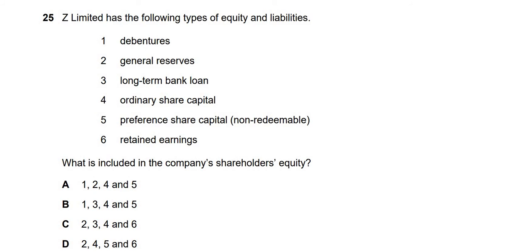Moving on to the next question, it says 25. Z Limited has the following types of equities and liabilities: debentures, general reserves, long-term bank loan, ordinary shares, preference share capital, retained earnings. What is included in the company's shareholder equity? So look, in the company's shareholder equity, we have general reserves, we have ordinary share capital, we have preference share, and we have retained earnings. So the answer is going to be D.